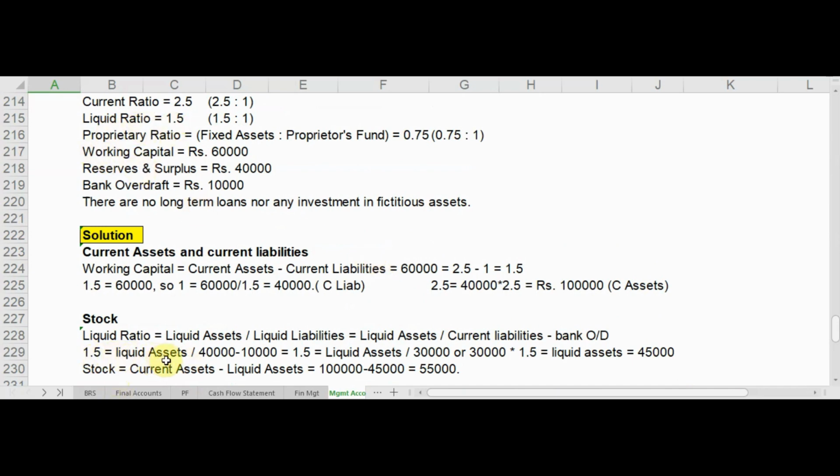So 1.5 equals liquid assets divided by 40,000, the current liabilities, minus the bank overdraft, which is given as 10,000. So 40,000 minus 10,000 is 30,000, and 1.5 equals liquid assets divided by 30,000. So 30,000 into 1.5 equals liquid assets, which is 45,000. So stock equals current assets minus liquid assets, that is 1 lakh minus 45,000 equals 55,000.